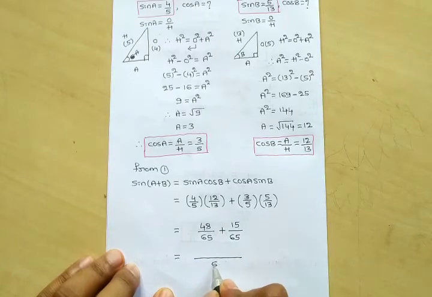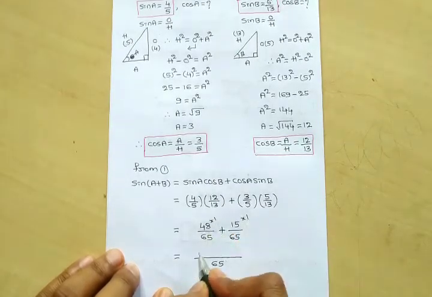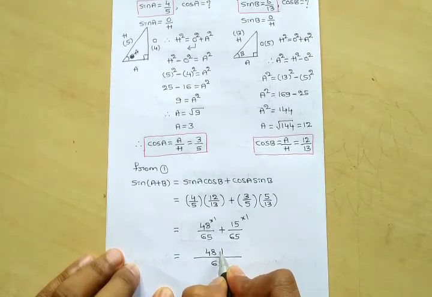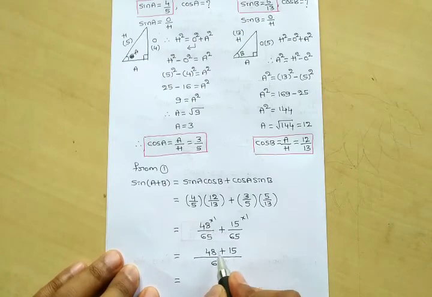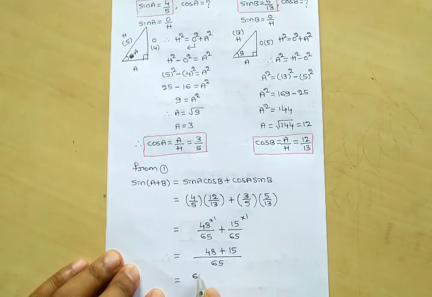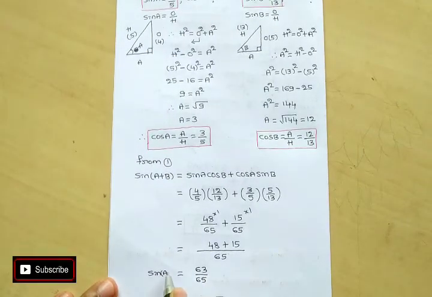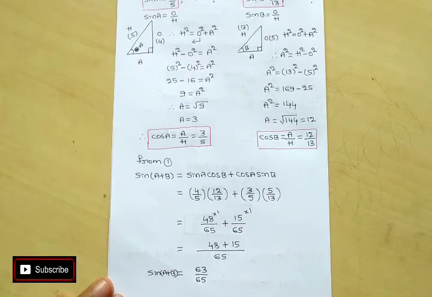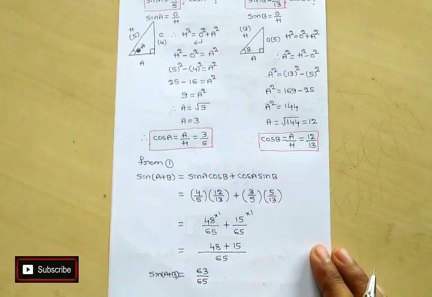So LCM is 65. So multiply by 1. So 48 into 1 is 48 plus 15 into 1 is 15. Therefore 48 plus 15 is 63, divided by 65. So this is the value of sine A plus B. Thank you.